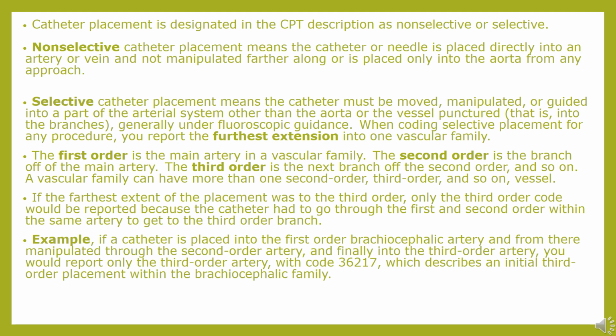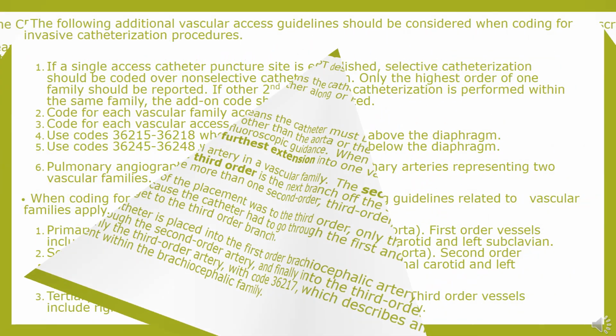third order branch. Example: if a catheter is placed into the first order brachiocephalic artery and from there manipulated through the second order artery and finally into the third order artery, you would report only the third order artery with code 36217, which describes an initial third order placement within the brachiocephalic family.